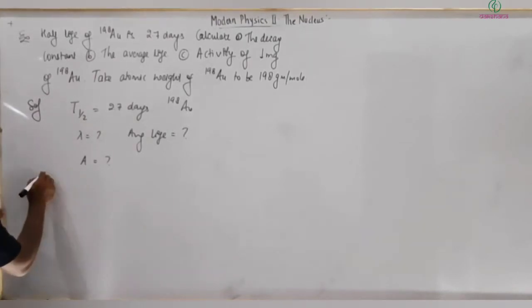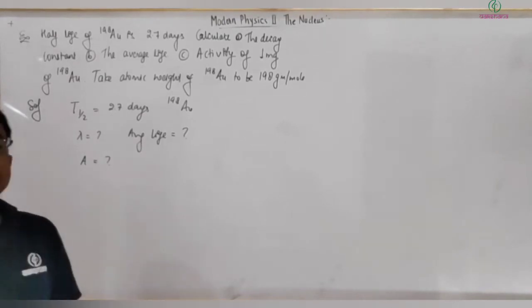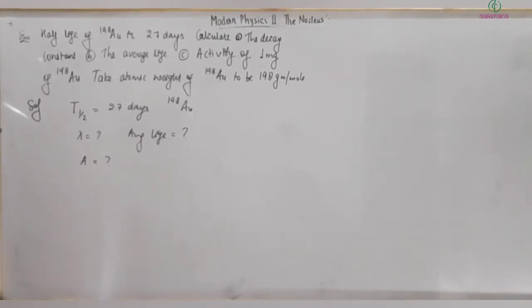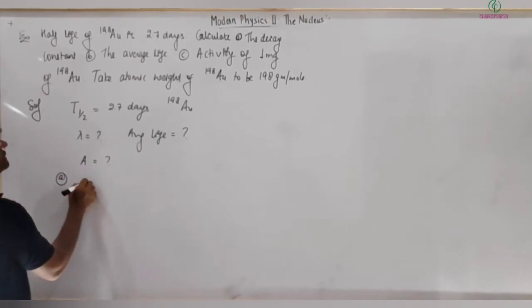So this is the problem. I hope you must be understanding it. It's a simple, straightforward problem. Let me simplify it. So we know, let's say, first part, that is the decay constant.